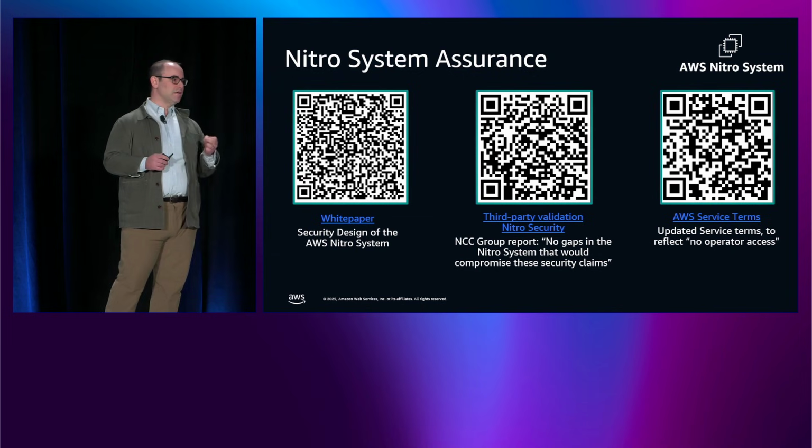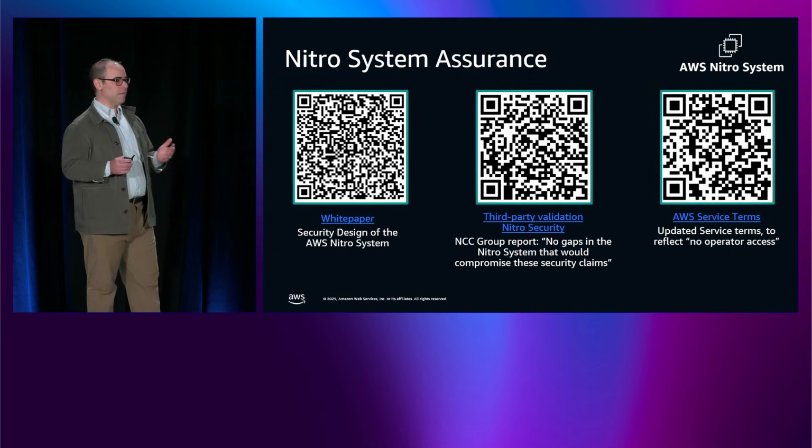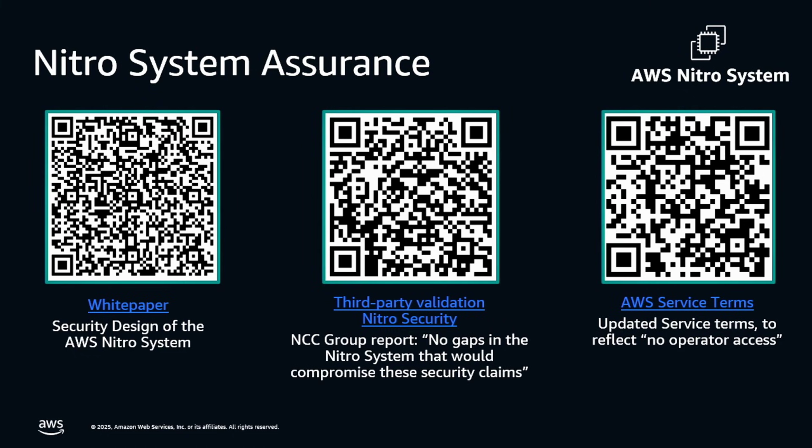One of our first steps was a deep dive white paper, which goes into much greater depth than we're speaking about today, about the overall design of the system and how the components fit together to ultimately deliver the outcomes that we're looking for. We also engaged a third-party security firm, the NCC Group, to provide a third-party validation which affirms our security claims about the Nitro system. And lastly, we've made a contractual commitment in our service terms for each and every one of our AWS customers about this no operator access posture in the Nitro system. But we're not done yet.